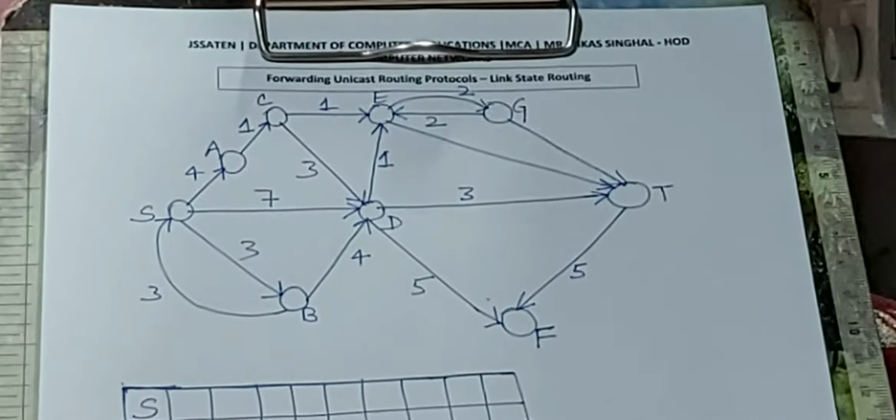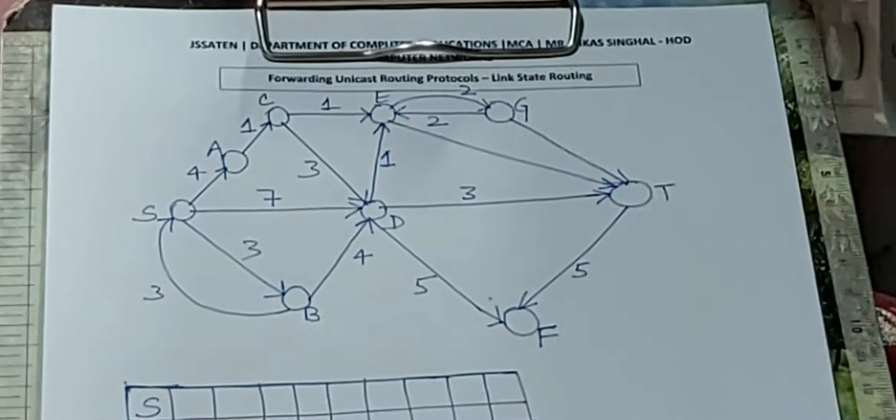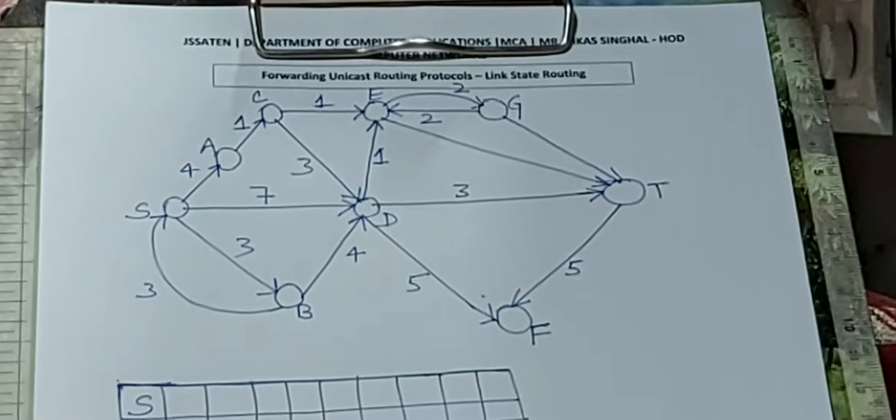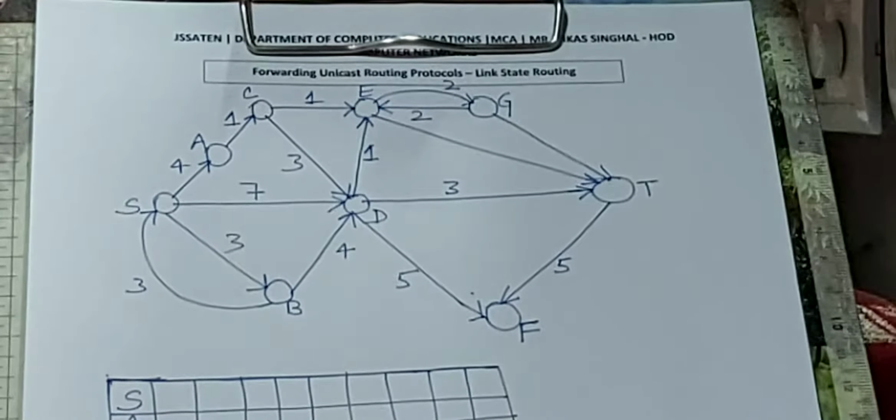Good morning, students. In this video lecture, I am covering forwarding unicast routing protocol, under which we are discussing link state routing. In my earlier video, you can see where I have discussed what link state routing is and how it is performed by finding the shortest path route from source to destination. I am taking one more example to make it a little clearer how to find the shortest distance from the source to the destination.